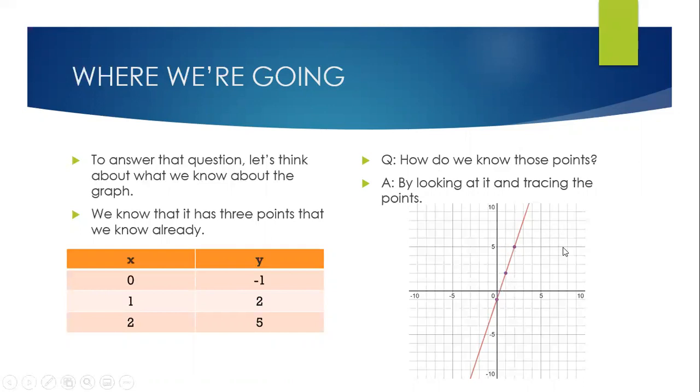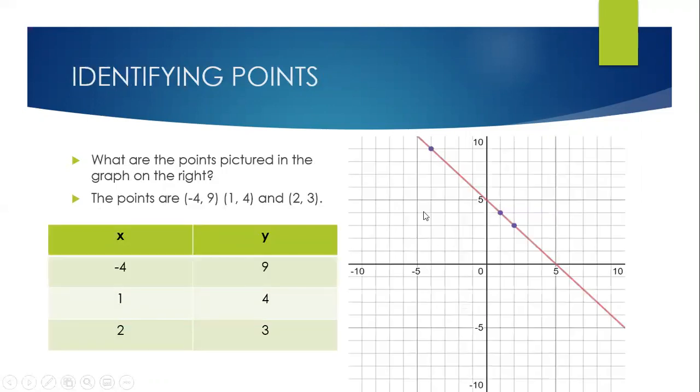So again, that goes back to section 3.1, where we are identifying points and trying to figure out what quadrant things are in and all that kind of stuff. So where are things located on an XY graph? Let's practice that a little bit. I want to identify points. So what are the points pictured in the graph on the right?